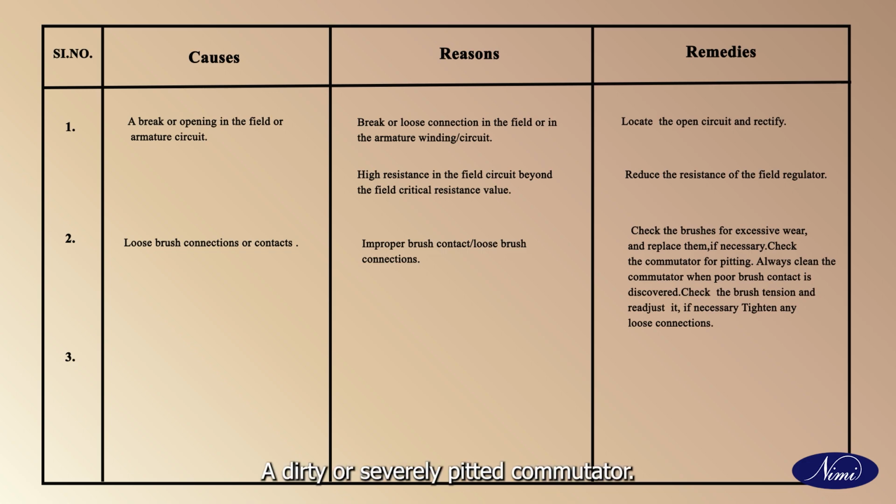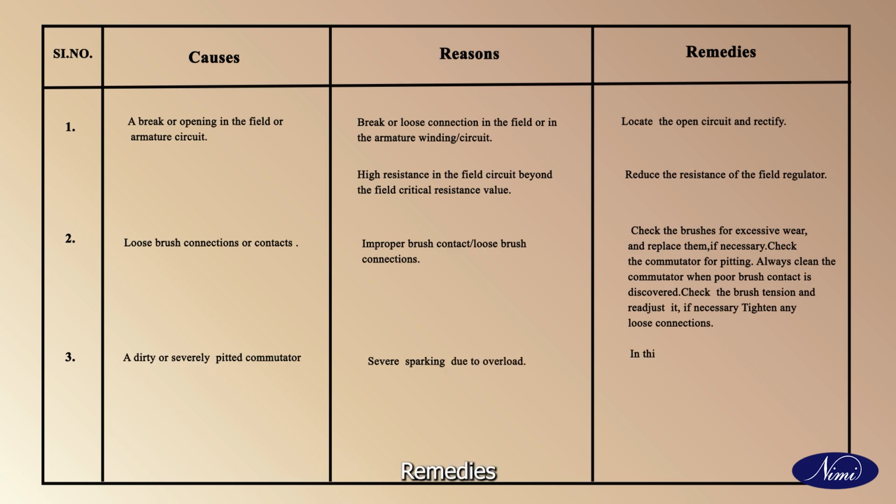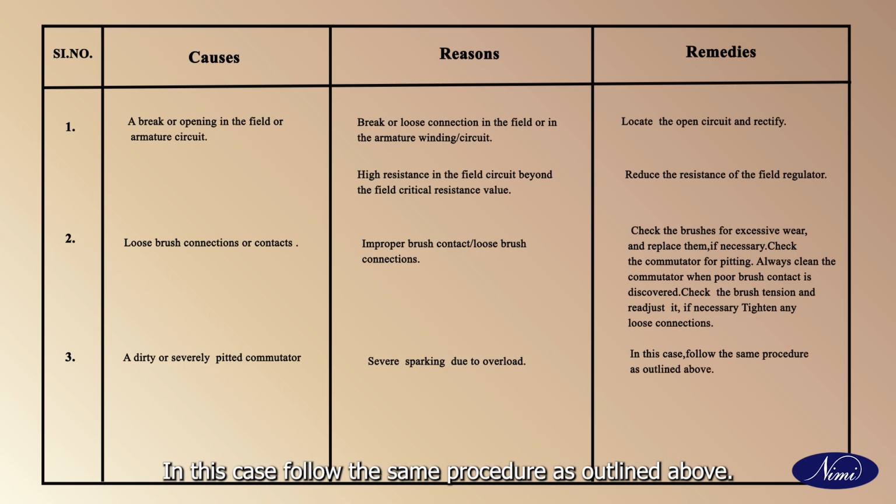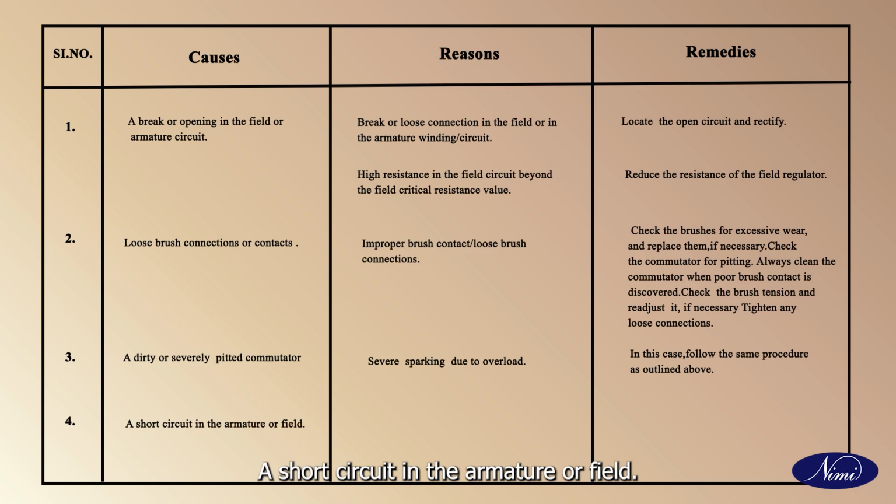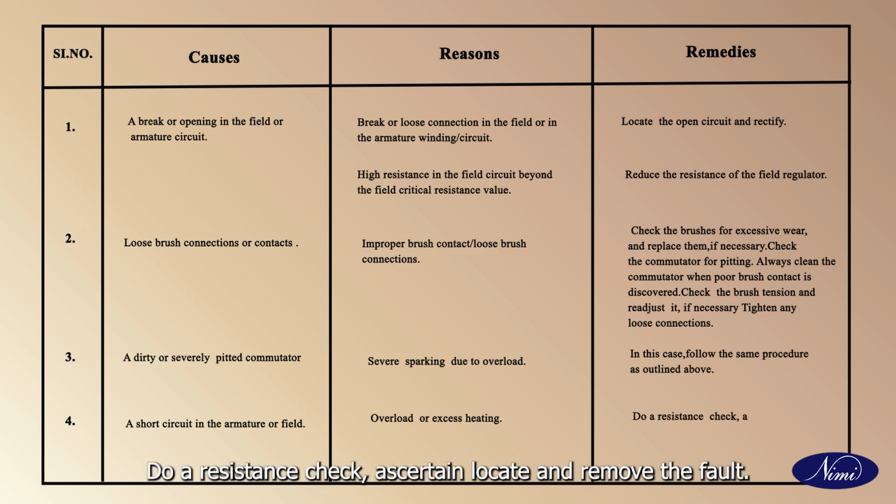Causes: a dirty or severely pitted commutator. Reasons: severe sparking due to overload. Remedies: in this case, follow the same procedure as outlined above. Causes: a short circuit in the armature or field. Reasons: overload or excessive heating. Remedies: do a resistance check, ascertain, locate and remove the fault.